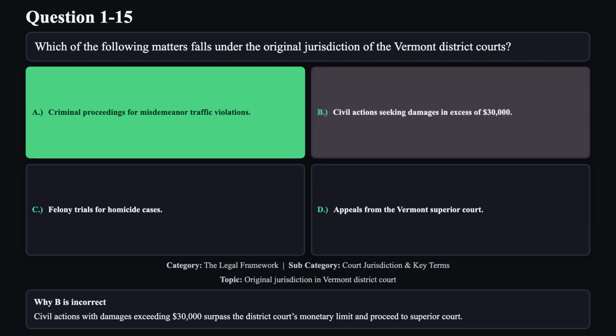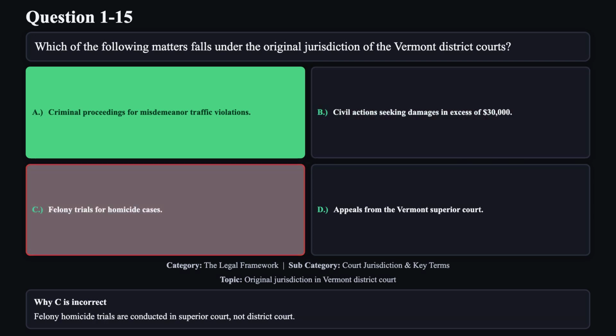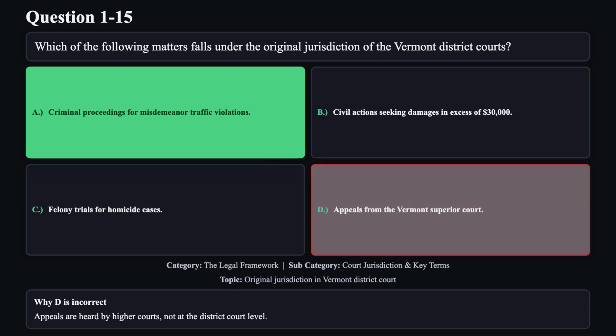Reason B is not correct. Civil actions with damages exceeding $30,000 surpass the district court's monetary limit and proceed to superior court. Reason C is not correct. Felony homicide trials are conducted in superior court, not district court. Reason D is not correct. Appeals are heard by higher courts, not at the district court level.